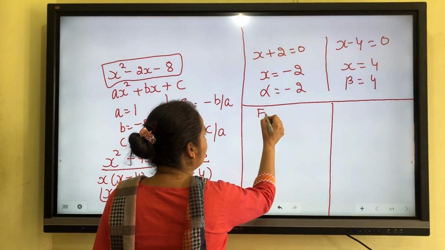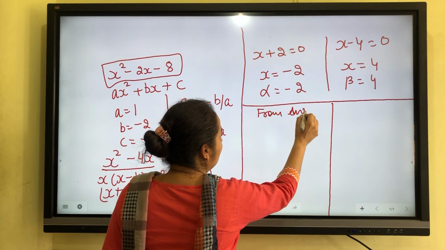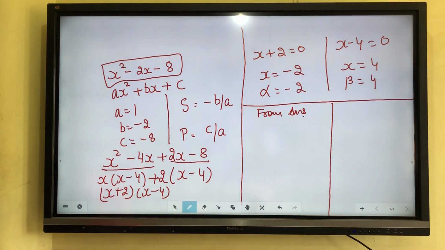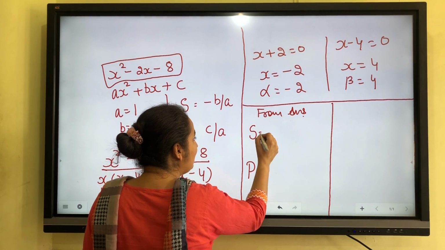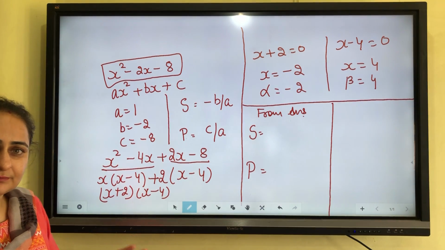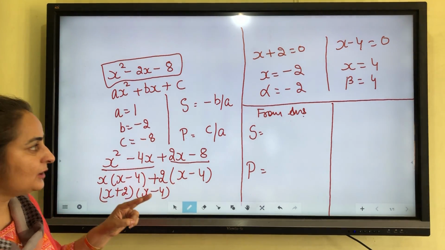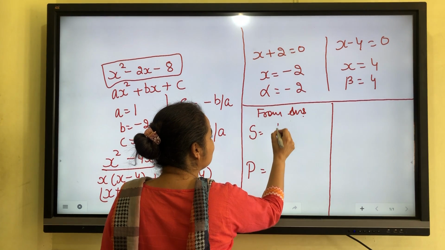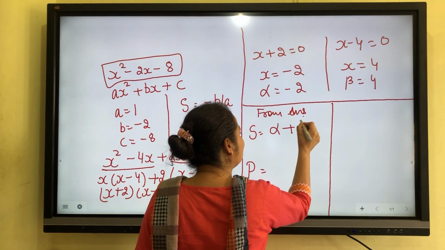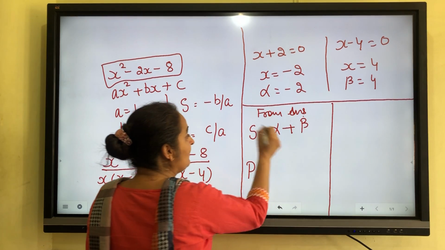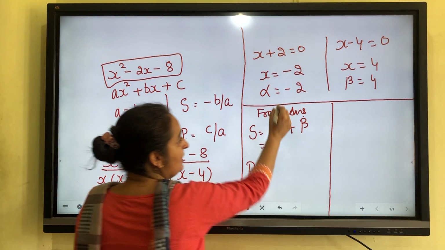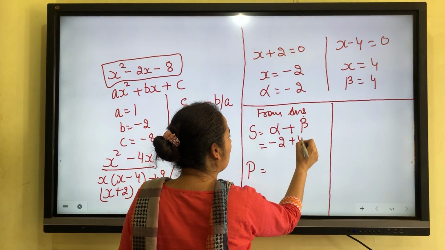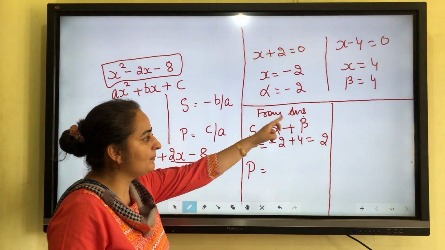How will you write that? Firstly, from the answer. We have two things after splitting the middle term: one is the sum, second is the product. Sum means the sum of two zeros. And what are the two zeros? One value of x is the first zero, the second value of x is the second zero, which means one value is called alpha and the second value is called beta. Now find the sum. Minus 2 plus 4 is equal to 2. This is from the answer.